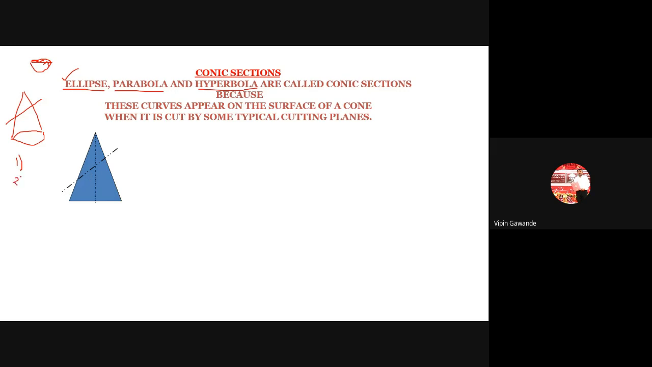And the second condition is what? It must cut all the generators of the cone. What is meant by generator? This is called the apex of the cone. Apex means the top corner of the cone. If you take any points on the base circle, say point A, point B, and point C, and join a line from apex O to the point on the base circle, then OA is called a generator. OB is a generator, and if you join O with C, then OC is also a generator.